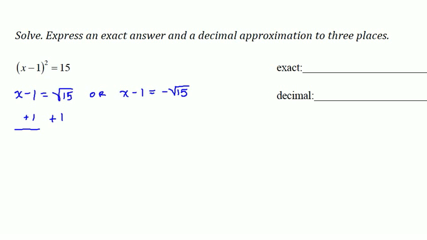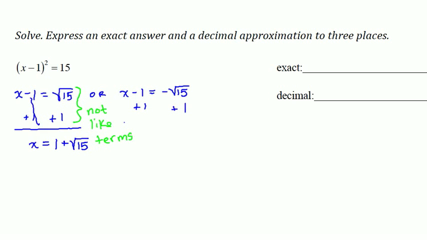So what I'm going to do is finish solving for x by adding 1 to both sides of each of these equations, so that I get x equals, keep in mind now that these are not like terms. I can't add the 15 to the 1, but I can write this as a sum of two not like terms. Because they're not like terms, I can't combine them, and I'm going to have two terms in my solution. Same thing over here on the right hand side.